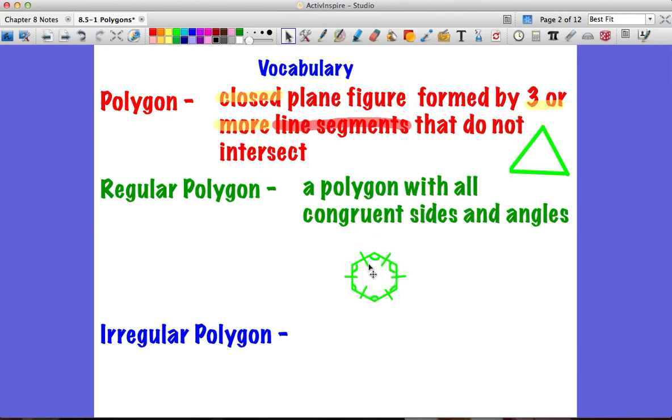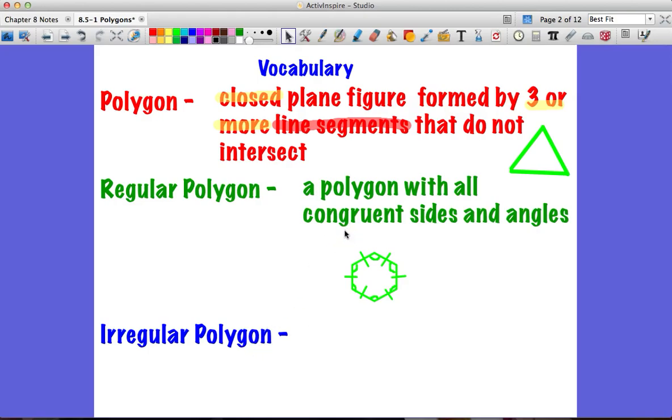Okay, so for your example, I drew a hexagon, and these lines right here tell me that each of these sides are congruent, and this little curve on the inside here tells me that each of these angles, wherever you see this curve, are congruent. Again, pause if you need to.